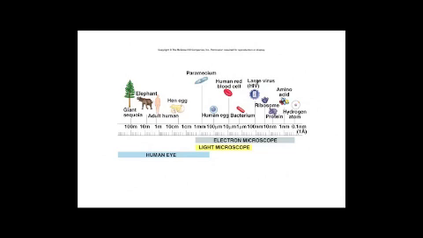The light microscope can see up to maybe a tenth or a fifth of 1 micrometer. So we can see bacteria, but it can't see large viruses. For that, we would need an electron microscope.